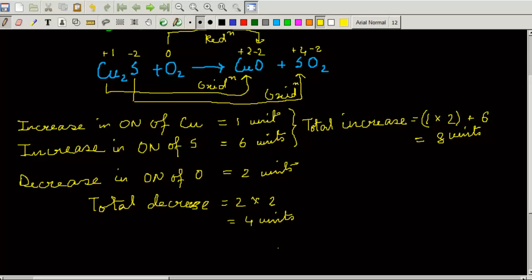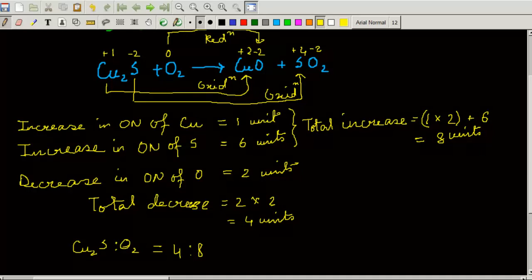Next, we have to calculate the ratio of the reactants. Okay, we have copper sulfide to oxygen as reactants. We have to find this ratio. This is equal to the inverse of the increase and decrease. So what is the increase here? 8. So it will be written corresponding to decrease. And what is the decrease here? 4. So this will be written corresponding to increase, because in copper sulfide the oxidation number is increased for copper and for sulfur, and for oxygen it is decreased.